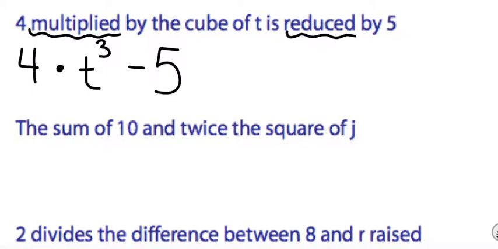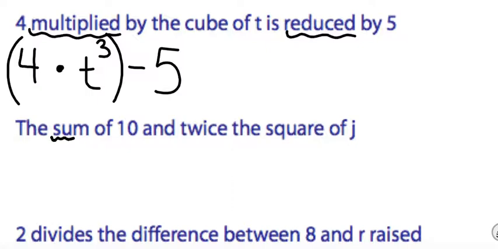Because order of operations tells me I multiply before I subtract, I don't have to put any parentheses in this problem. Sometimes students like to throw little parentheses around here to show that that has to be done first. The next one, again, these are multi-step. The sum of 10 and twice the square of j.